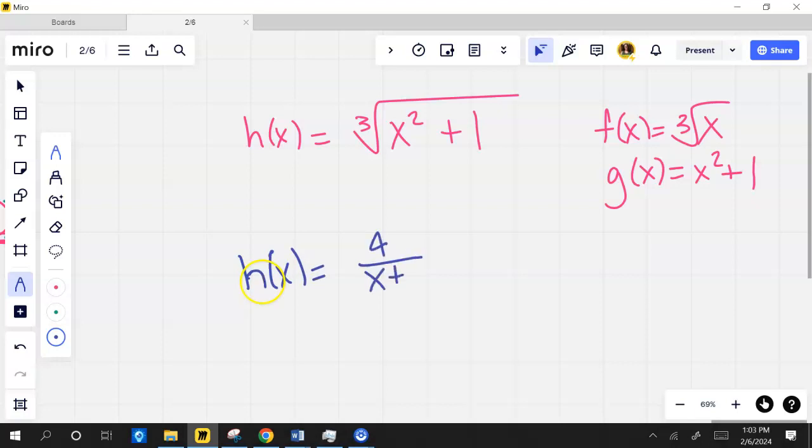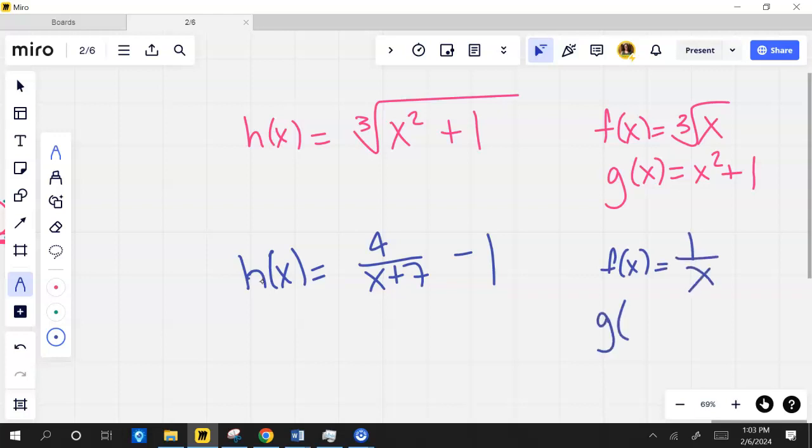Kaylin, you're on a roll. What's F? The outside, the big picture one. X, 1 over x. That's right. Most of the time, these are parent functions. What's your G?